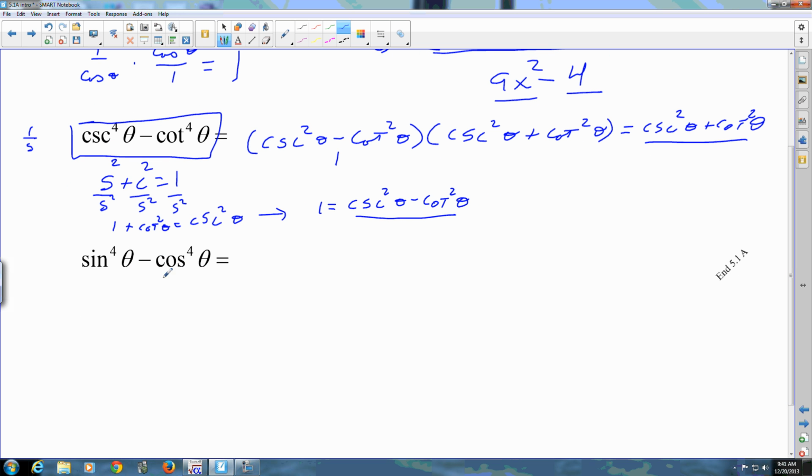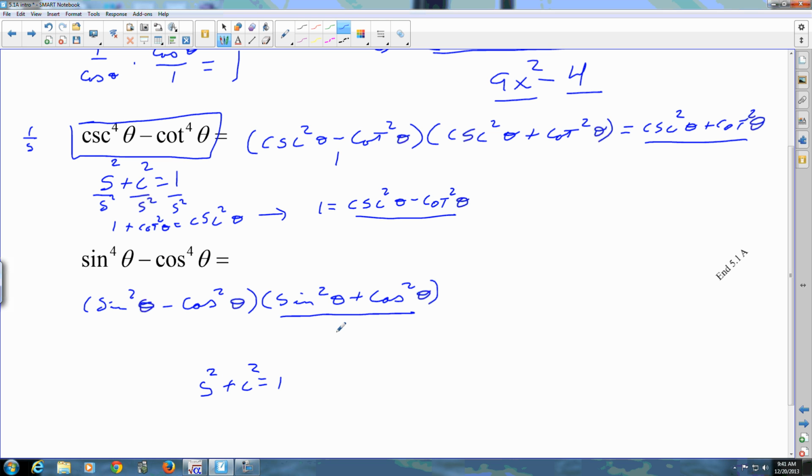This next one is real similar. It's a difference of squares pattern. So it's going to factor into sine squared theta minus cosine squared theta times sine squared theta plus cosine squared theta. And you should remember the basic Pythagorean identity. Sine squared plus cosine squared is 1. So this is worth 1. So it becomes sine squared minus cosine squared. Okay. That's the end of this section.